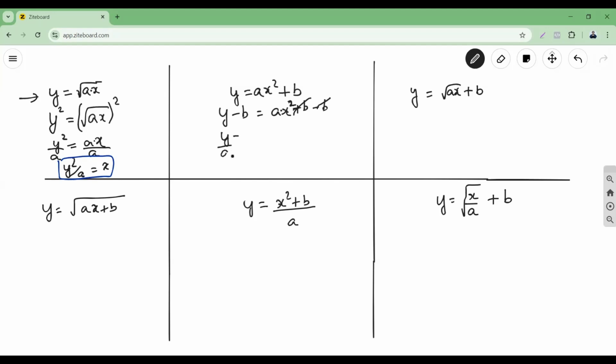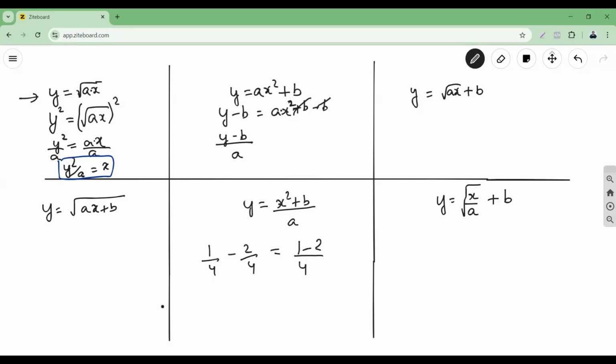You can write it separately like this also. That way you're dividing y by a and b by a also, and that is okay. Or you can also write it simply as y minus b by a in total. Why? We know from fractions, I'm just writing it here, that 1 by 4 minus 2 by 4 is the same as 1 minus 2 by 4.